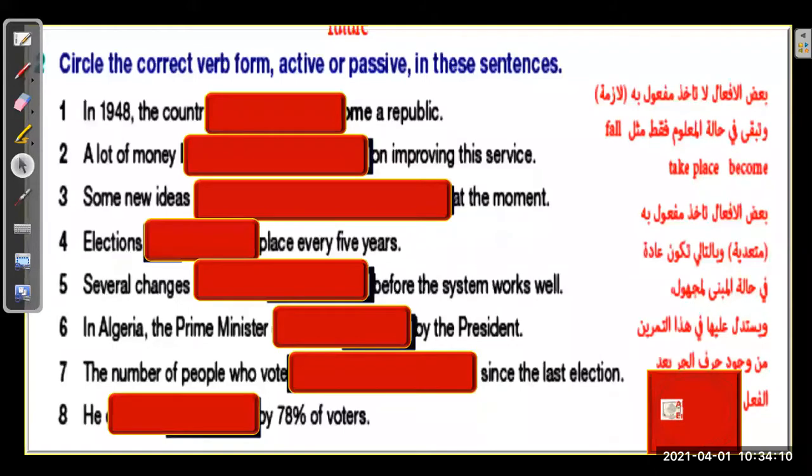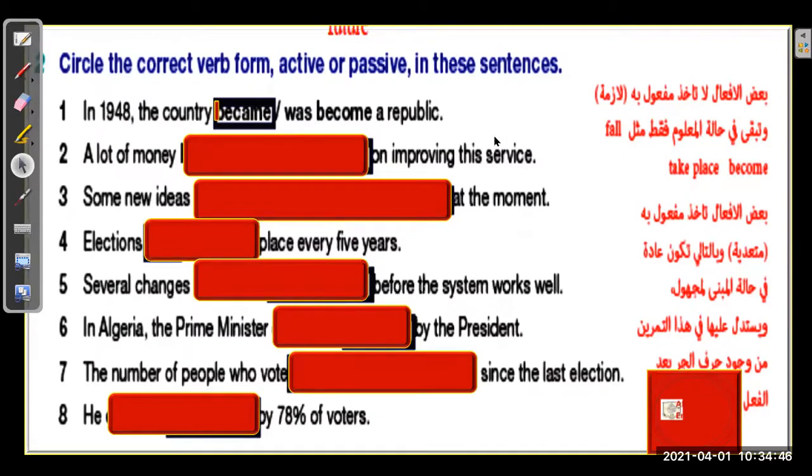Now, circle the correct verb form here. Look at number 1. In 1948, the country became or was become a republic. Became. Now, number 2. This is in your books, in fact. Raya. This is exercise 2 in the book you have. Alice, do that, please.